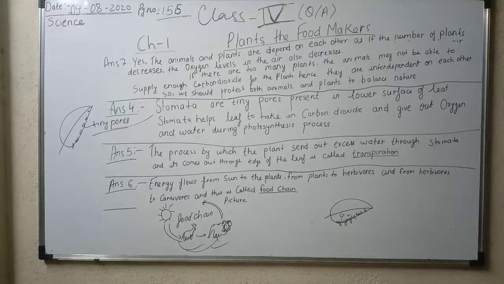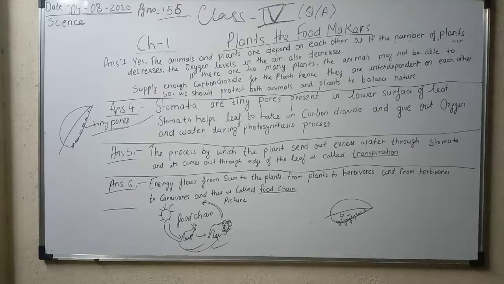Okay, so let's start with the first answer. What is stomata? What is the function of stomata? Stomata are tiny pores present in the lower side of the leaf, or the lower surface of the leaf. What is the work of stomata? Stomata help the leaf to take in carbon dioxide and give out oxygen and water during the photosynthesis process.